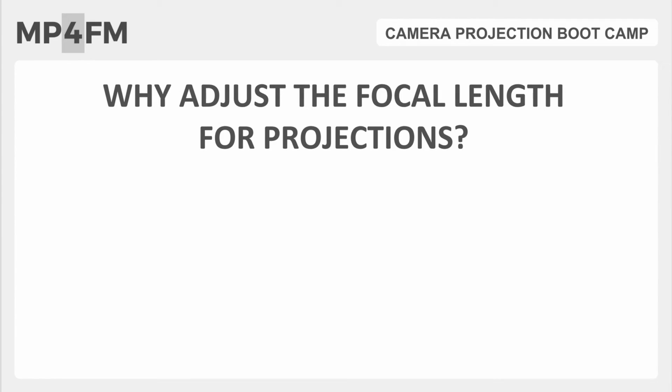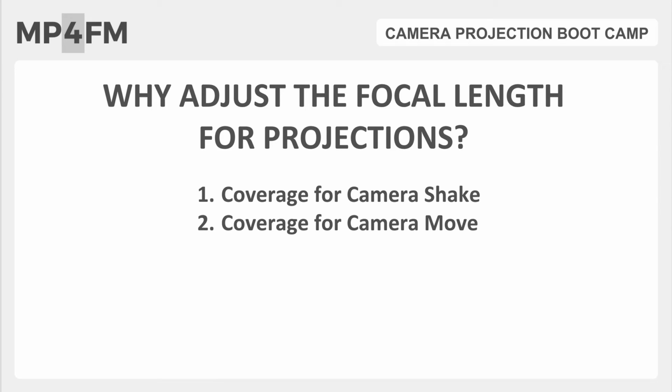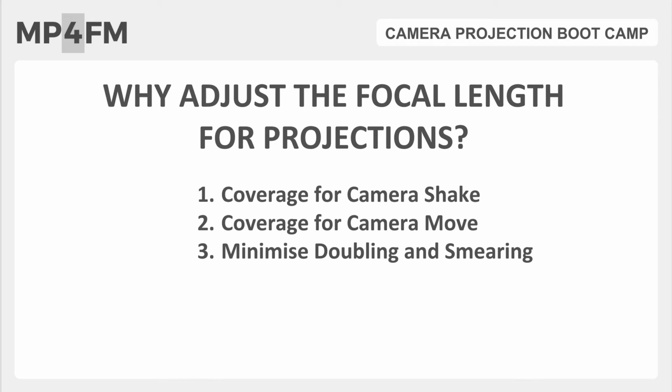Now that we've talked about focal length and how cameras work, we can talk about why we adjust the focal length for projections. The first of these reasons is to provide coverage for camera shake during a static shot. The second reason is to provide coverage for a camera move. The third is to minimize doubling and smearing. And the fourth reason is that opening the focal length will work with any 3D application.